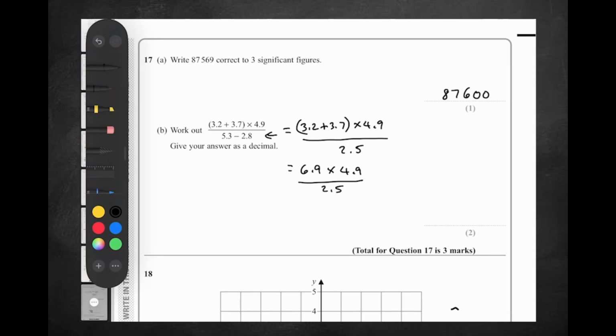Then we'll do the numerator, and we'll say 6.9 times 4.9 on my calculator is 33.81 over 2.5. And then I will do 33.81 divided by 2.5 on my calculator, which comes out as 13.524. Now the question is give your answer as a decimal, so we are done.